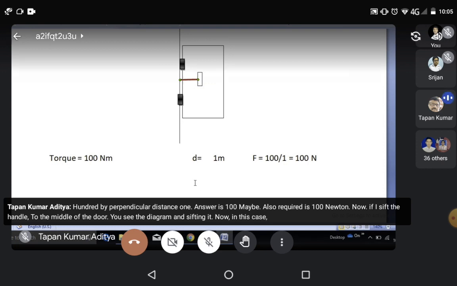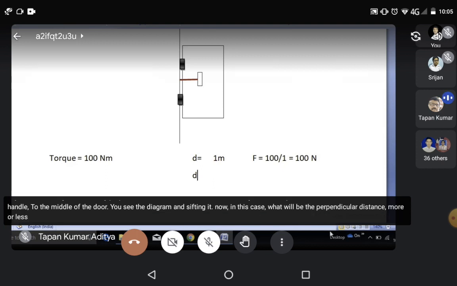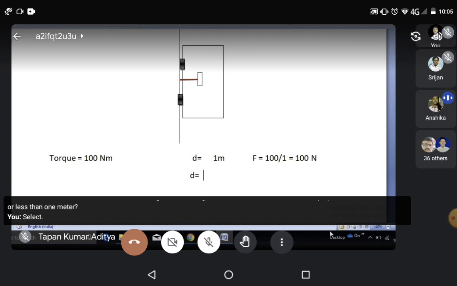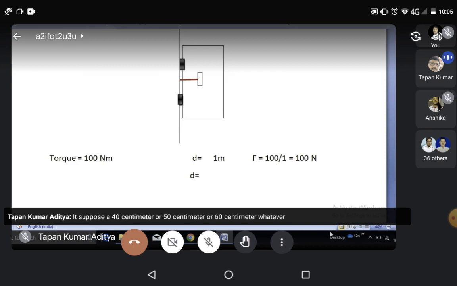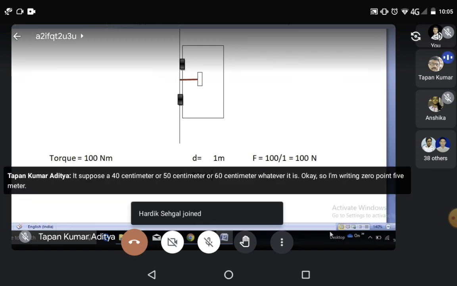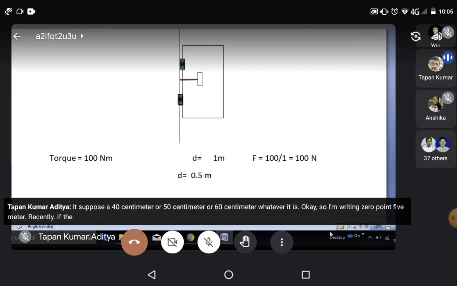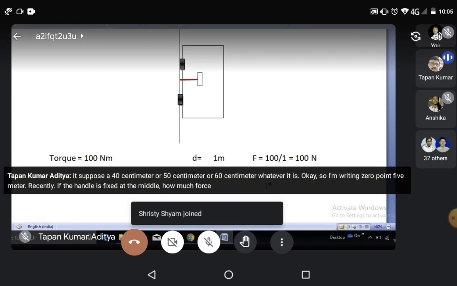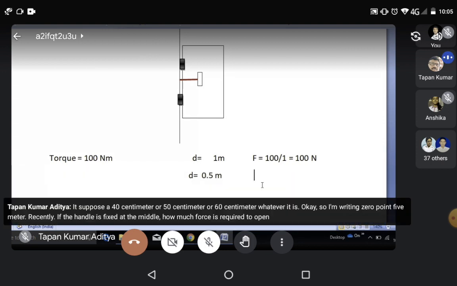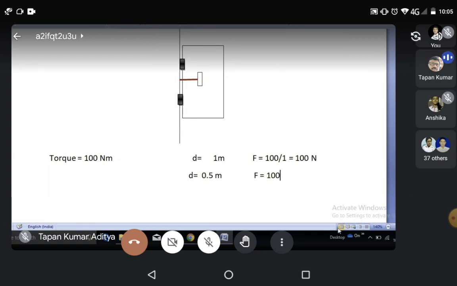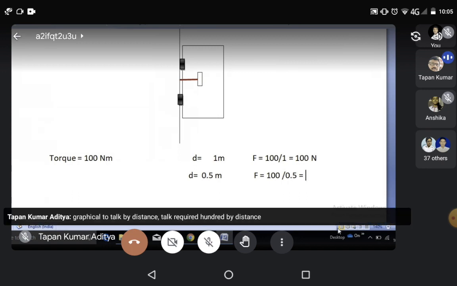Now, in this case, what will be the perpendicular distance? More or less than 1 meter? Suppose 40 centimeter or 50 centimeter or 60 centimeter, whatever it is. Okay, so I'm writing 0.5 meter, 50 centimeter. So if the handle is fixed in the middle, how much force is required to open the door? Let us find. F equals torque by distance. Torque equals 100 by distance. This time 0.5, so your answer will be 200.